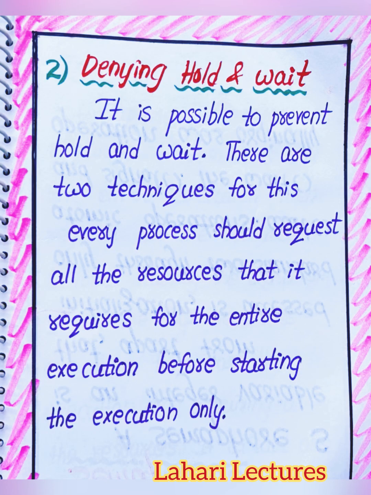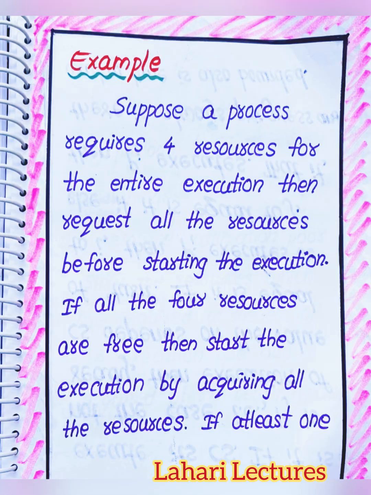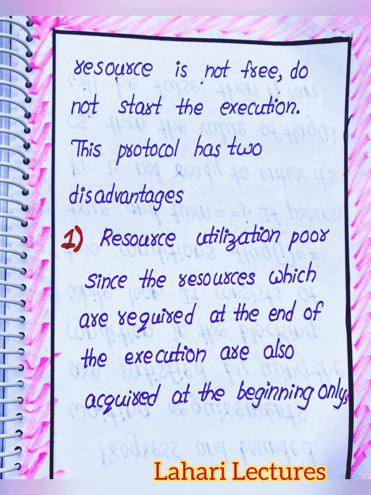It is possible to prevent hold and wait. There are two techniques for this. Every process should request all the resources that it requires for the entire execution before starting the execution only. Example, suppose a process requires 4 resources for the entire execution, then request all the resources before starting the execution. If all the 4 resources are free, then start the execution by acquiring all the resources. If at least one resource is not free, do not start the execution.